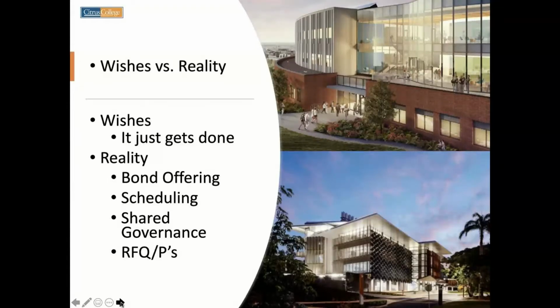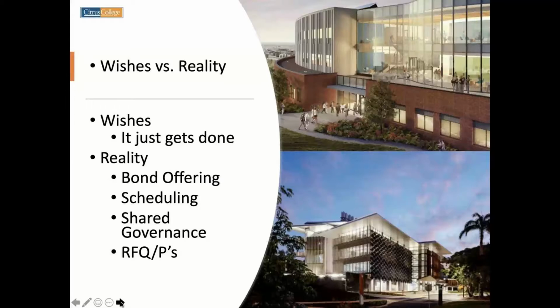Reality is, first up, we have to have a bond offering. So what that means is that when the taxpayers vote on it, they're merely voting upon the debt. In other words, the bond issuance that they will see reflected in their property tax. So that's an increase. Typical increase is $25 per $100,000 in valuation. But that isn't where the money comes from. The money actually comes from the bond offering.